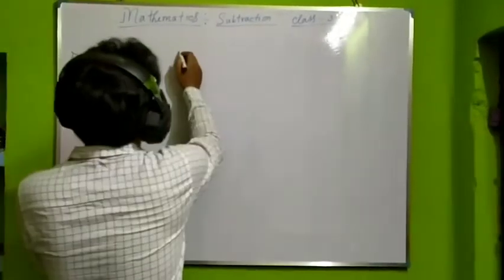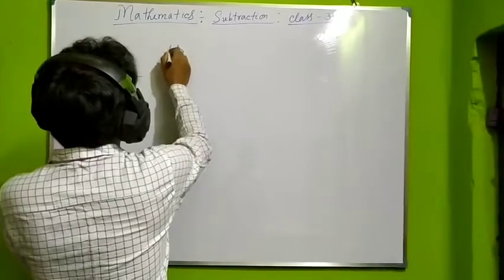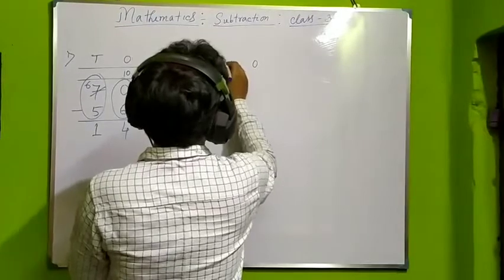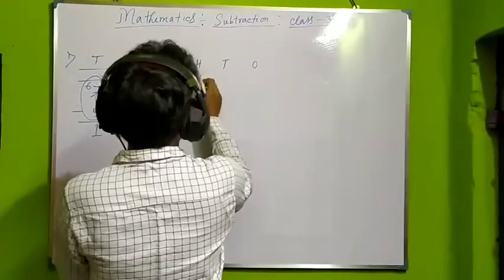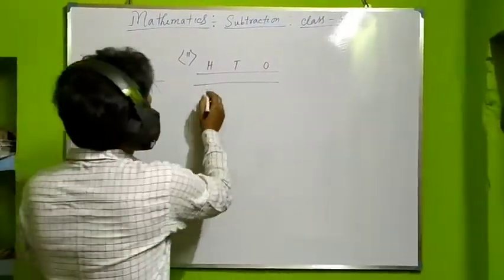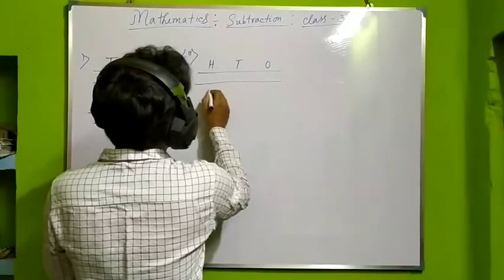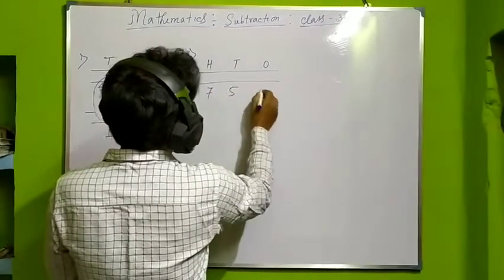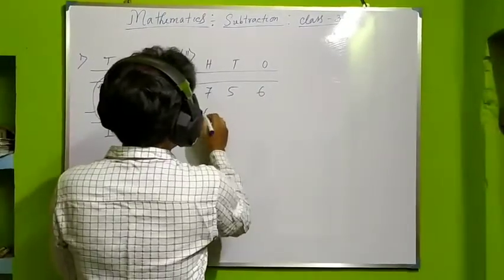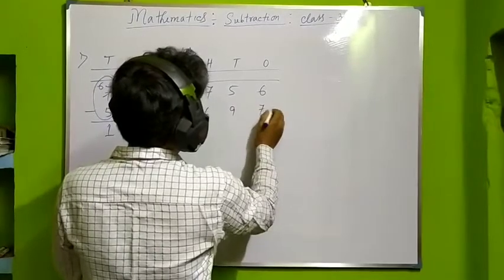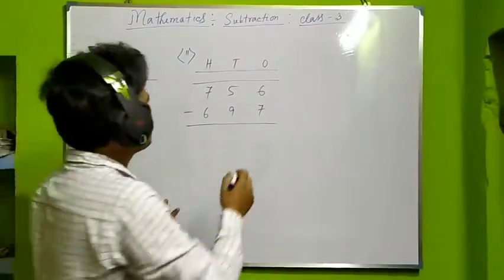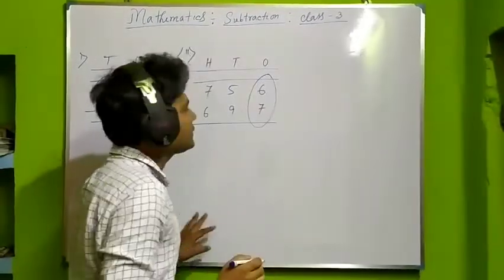Now you come to a 3-digit number. At first you mention the places that are ones, tens, 100. Now at first you write down one number, that is 756, and then we take another number, that is 697. What happened in this case? At first you take the ones place number, that is 6 and 7.